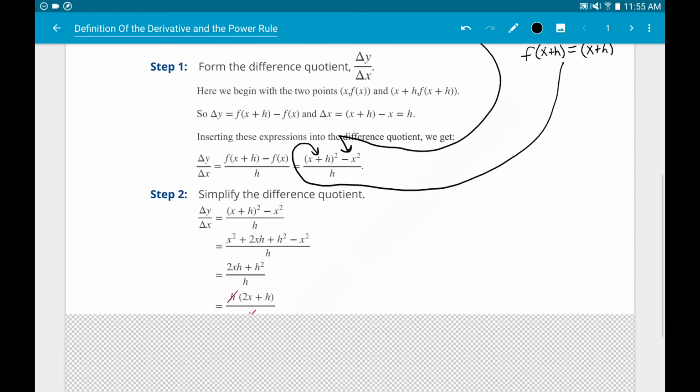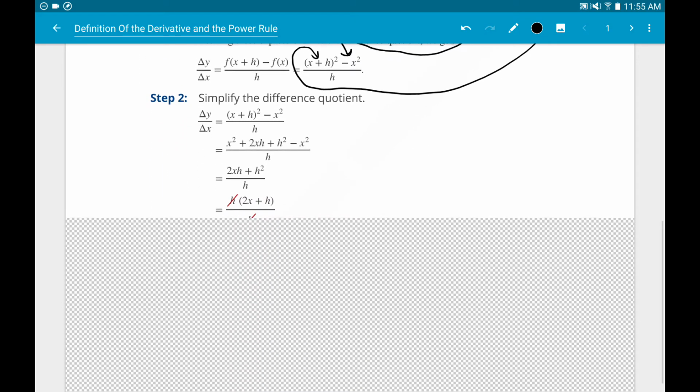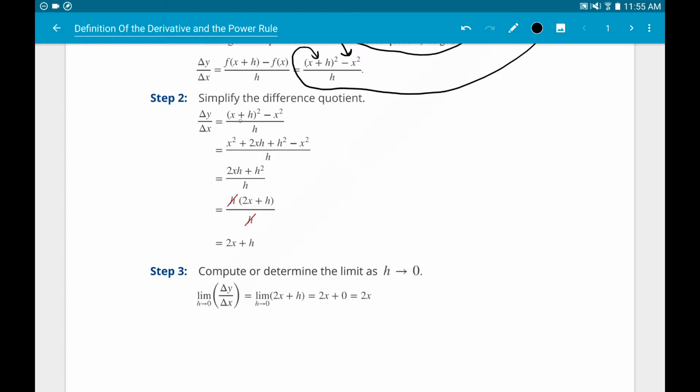Okay, step 2, they're going to simplify this. So they go from x plus h squared to x squared plus 2xh plus h squared. So how are they doing that? Well, think about what it means in arithmetic. x plus h squared literally means x plus h times x plus h. So you're going to multiply that out, or you might have called it FOIL it out in grade school. I don't know why they use that terminology, it just means multiply it out.